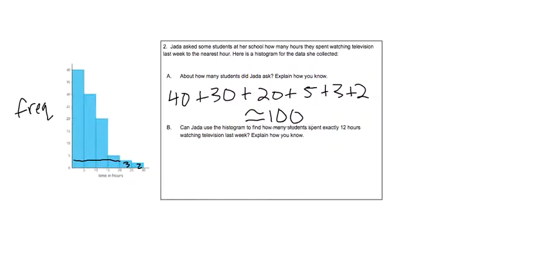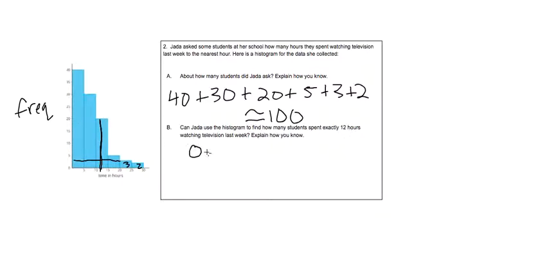For number 2, or for 2B, we use the histogram to find out how many students spent exactly 12 hours watching TV. We can't tell that because 12 lands somewhere in the middle here between 10 and 15. We know that 20 students watched from 10 to 15 hours, but we're not told any of the students watched exactly 12 hours. In this case here, we know that it's possible that maybe all 20 students watched 14 hours of TV, and therefore 0 students watched 12 hours.